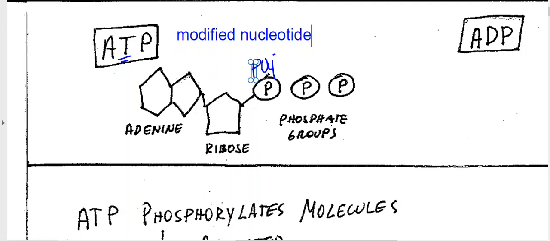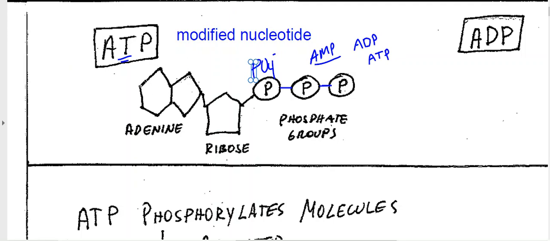When you have one phosphate attached, this is called AMP, adenosine monophosphate. When you've attached a second one, now you've got 2 attached, it's called adenosine diphosphate, right? And when you've attached all 3, it's called adenosine triphosphate, right?